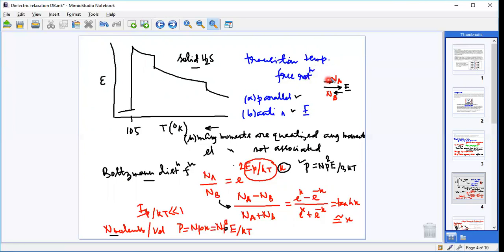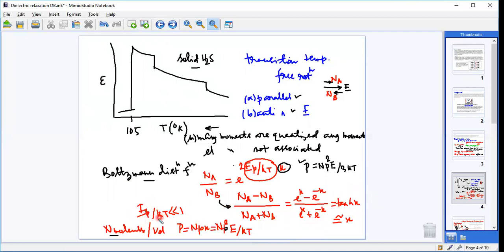So the ratio of the occupation numbers of the two sides, using the Boltzmann distribution function, is Na over Nb equals exponential of 2Ep over kT. So writing the fractional excess oriented parallel to the field as x equals Ep over kT, simple algebra gives (Na minus Nb) over (Na plus Nb) equals (e to the power x minus e to the power minus x) over (e to the power x plus e to the power minus x), which turns out to be tanh x.